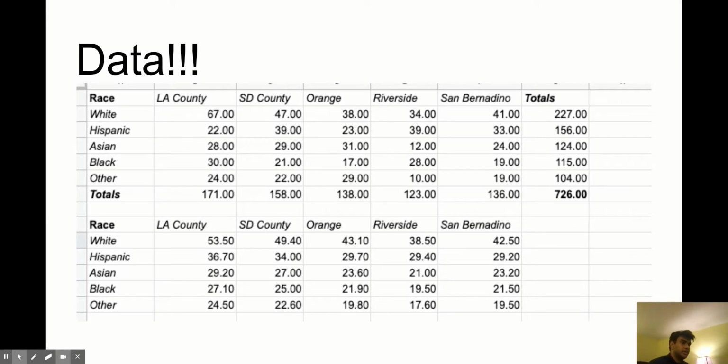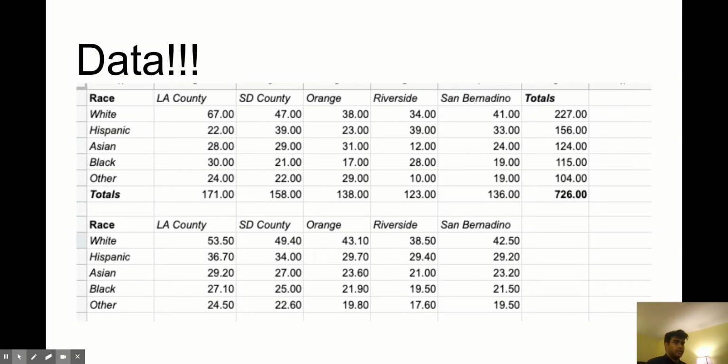So here's some data I got. The first one is obviously the observed, and the second one is the expected. I calculated the expected by doing the row total times the column total divided by the overall total. I said that wrong, sorry. For example, for the white in LA County, I did 227 divided by 726 times 67. That process I repeated for all the columns, and I was able to get the expected values, which is what we need to do the chi-square test. And you can see on the top, I have the 5 biggest counties: LA County, San Diego County, Orange County, Riverside County, San Bernardino.